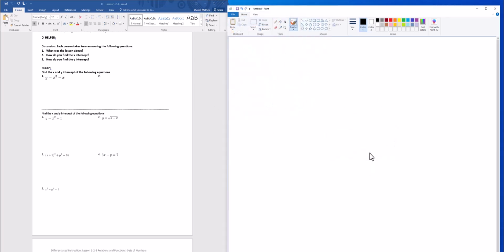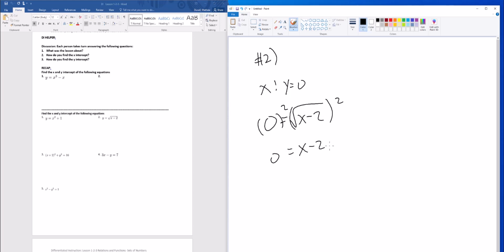Let's look at another one. Let's look at number 2. If I wanted to find the x-intercept, we set y equal to 0 and solve. So 0 equals the square root of x minus 2. To cancel the square root, square both sides. And add 2. So then I get (2, 0).